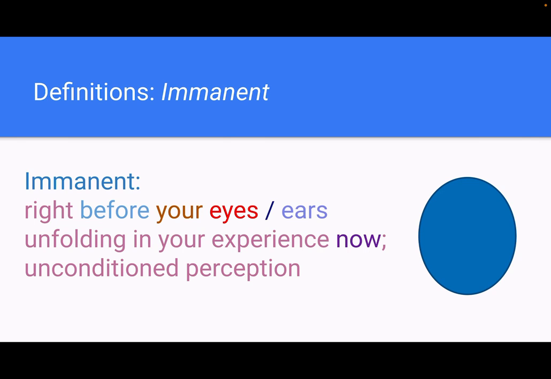Now, immanent here holds something of the common sense of the word, if you know it. So something which is immanent is right before your eyes and ears. It is happening now, unfolding in your experience now. And to some extent, although obviously it's something that's happening now, you will have associations, there's a part of it which you receive in an unconditioned perception.